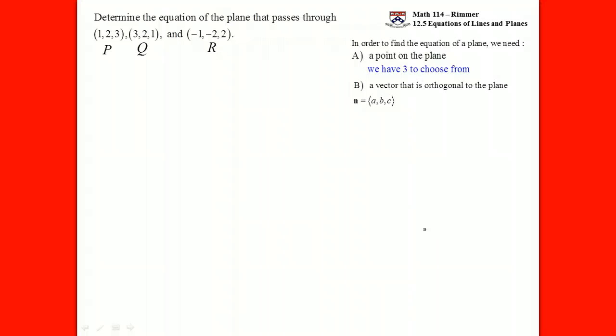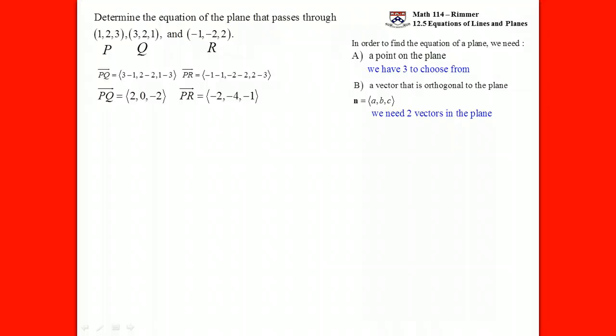They'll all end up in the same answer, maybe a scalar multiple. If you chose QP and QR, Q is your anchor point. If you choose P as your anchor point, or if you choose R as your anchor point, it all works. So I'm going to do PQ and PR. Remember, 2 points out in space, the vector goes from one point to the other. Take the terminal, subtract the initial coordinates. So 3 minus 1, 2 minus 1, and 1 minus 3, that's my PQ vector: 2, 0, negative 2. My PR vector would be negative 2, negative 4, and negative 1. I now have two vectors in the plane.